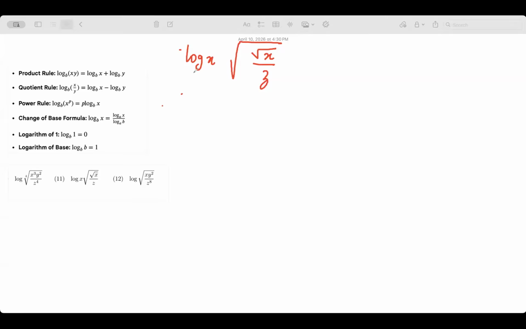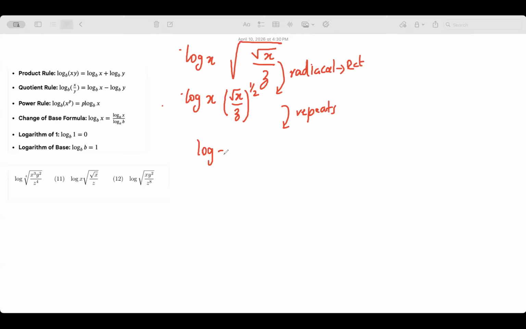So first I will convert the radical to a rational exponent. First I'll write log x, then what do I have? Square root of x divided by z power half. Then I'll also remove the radical. Again, radical changes to rational exponent. The same here, it repeats. So what happens? Log, now I have x power of 1 by 2, so that will be x power of 1 by 4 divided by z power of 1 by 2.